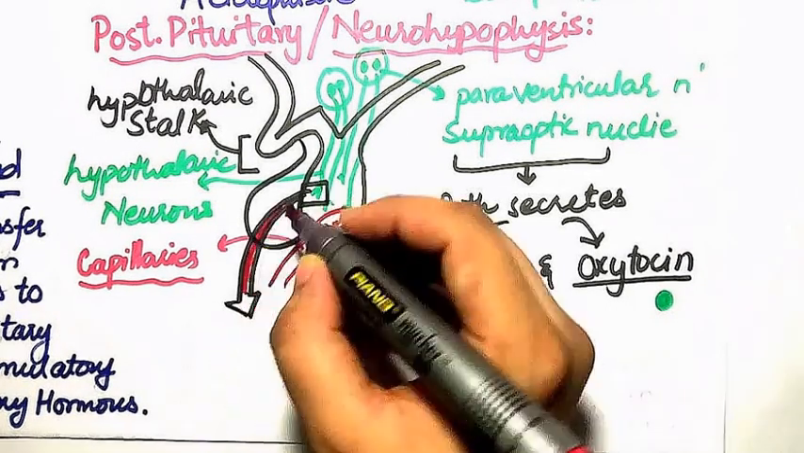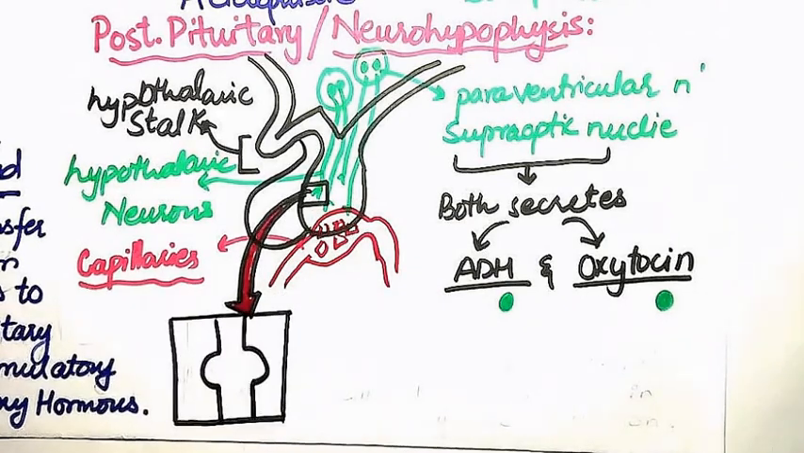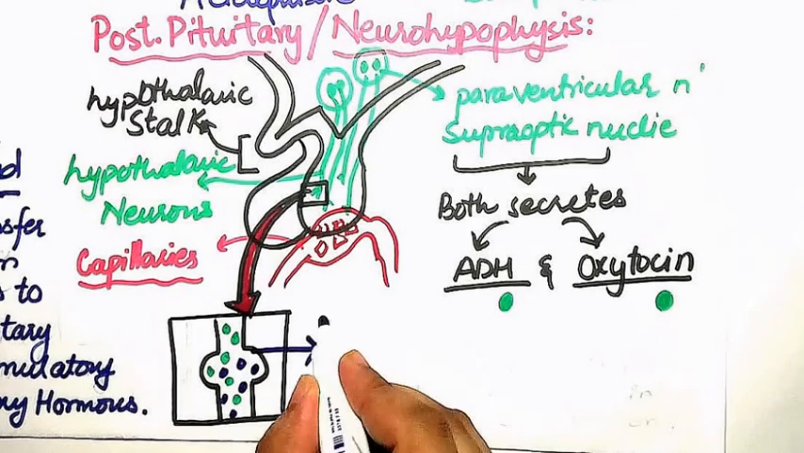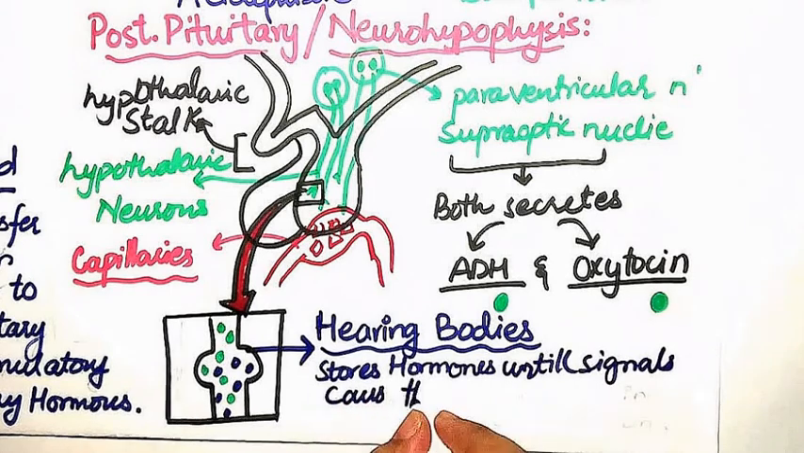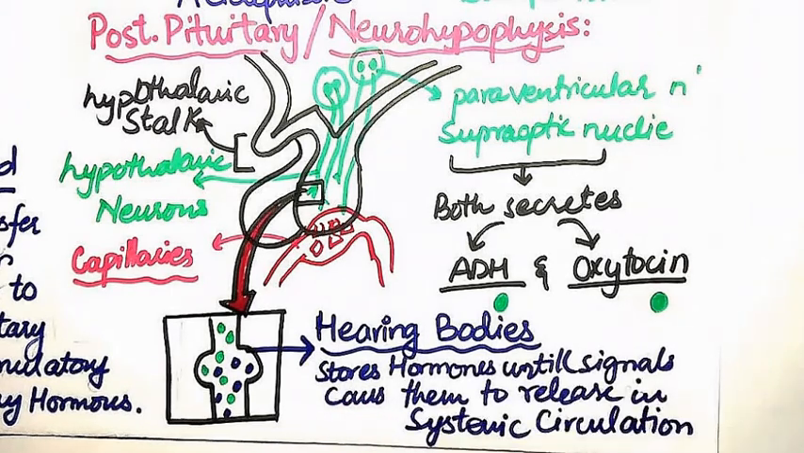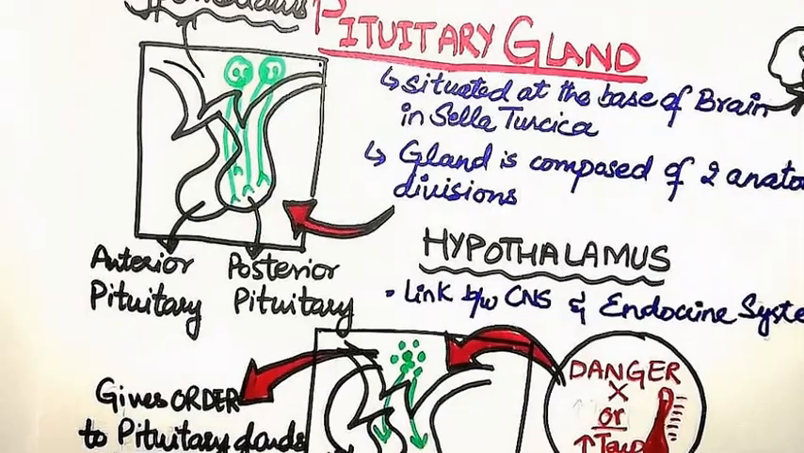Now zooming in on the neuronal end of the posterior pituitary gland, there is a structure containing numerous hypothalamic neuron endings called Herring bodies. It stores the hormones until signals cause them to be released into the systemic circulation. So the hormones ADH and oxytocin are formed in the hypothalamus, in the paraventricular and supraoptic nuclei. Both of these are transported to the posterior pituitary gland by the hypothalamic neurons and stored in the neuronal end. The functions of ADH, oxytocin and the other hormones mentioned in this lecture will be covered in the next lecture. So that was all about the pituitary gland.